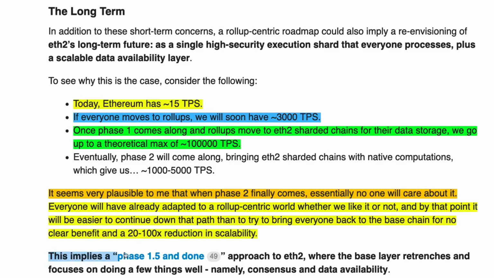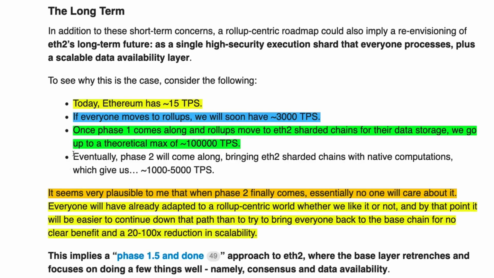So in order to explain this phase 1.5 and done approach to ETH 2, he says that, well, first of all, Ethereum currently has 15 transactions per second. If everyone moves to rollups, we will soon have 3,000 transactions per second. Once phase one comes along and rollups move to ETH 2 sharded chains for their data storage, we go up to a theoretical maximum of 100,000 transactions per second. And then he says, eventually phase two will come along, bringing ETH 2 sharded chains with native computations, which gives us only 1,000 to 5,000 transactions per second.